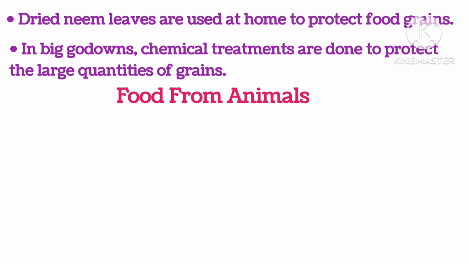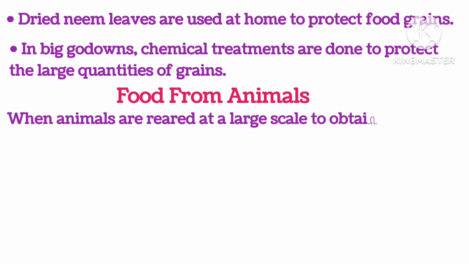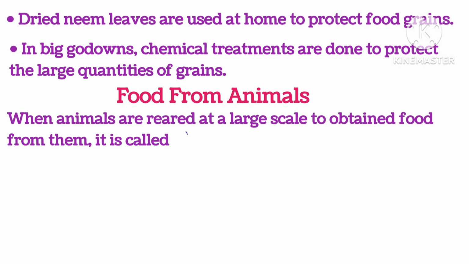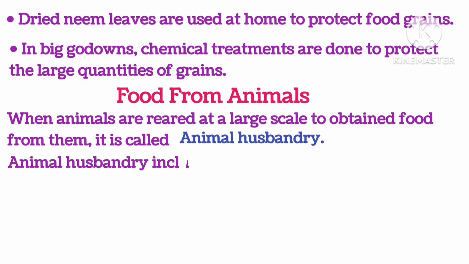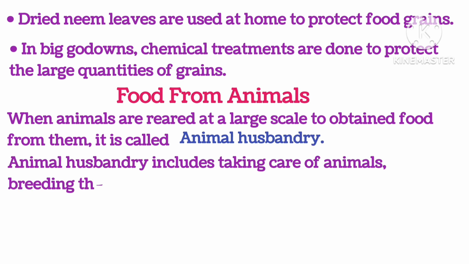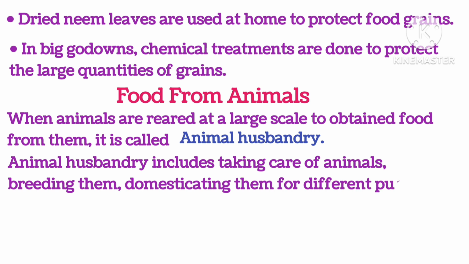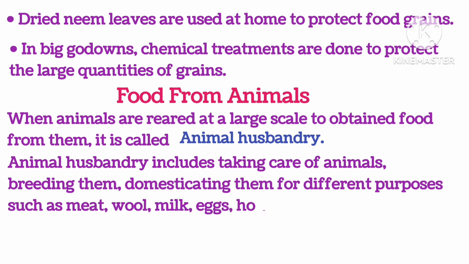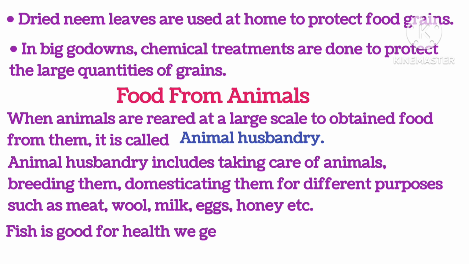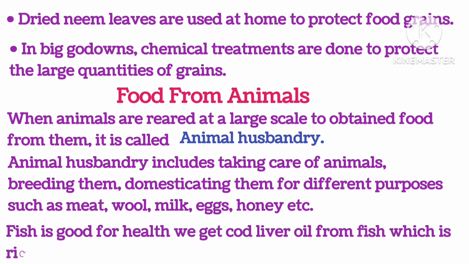Food from animals. When animals are reared at a large scale to obtain food from them, it is called animal husbandry. Animal husbandry includes taking care of animals, breeding them, domesticating them for different purposes such as meat, wool, milk, egg, honey, etc. Fish is good for health and we get cod liver oil from fish, which is rich in vitamin D.